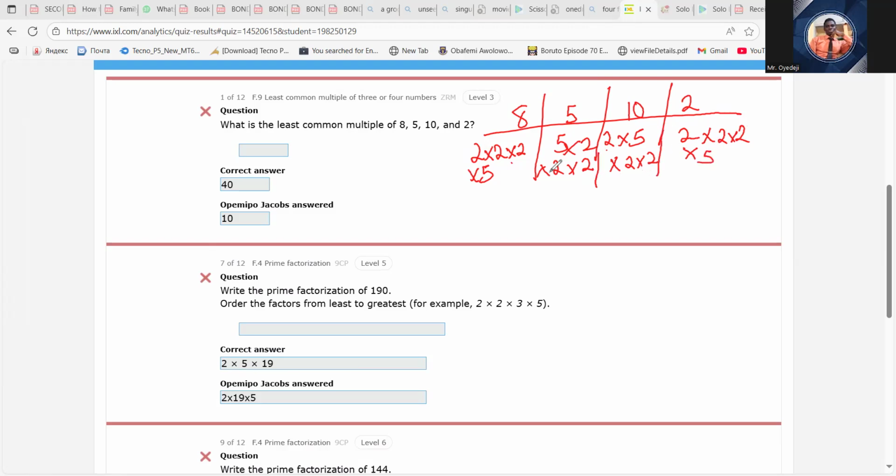So now our answer will be 8 times 5, which is 40. Same here, 40. Same here, 40. Same here, 40. Therefore, that's our LCM. We are done with that. Okay, let's move to the next one.